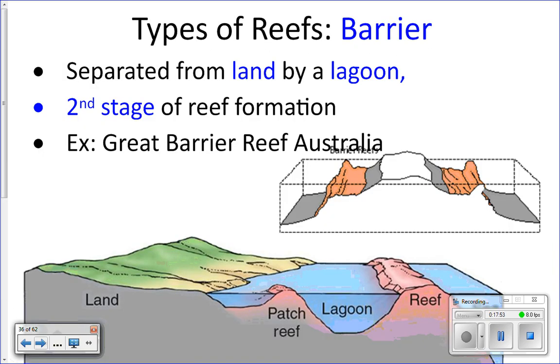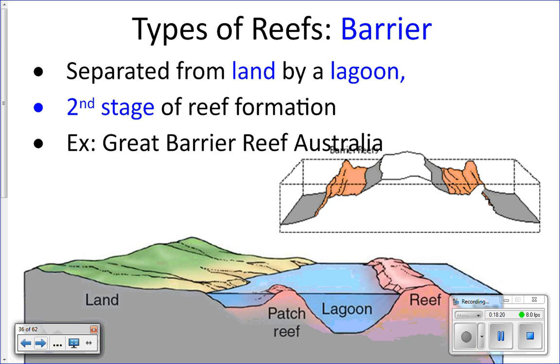Next, the barrier reef. You have the Great Barrier Reef in Australia. It's called a barrier reef because that's the type of reef it is. Super complicated, I know. Barrier reefs are not found directly offshore. They are separated from land by a lagoon, so they're found a little bit further offshore. And they are the second stage of reef formation.